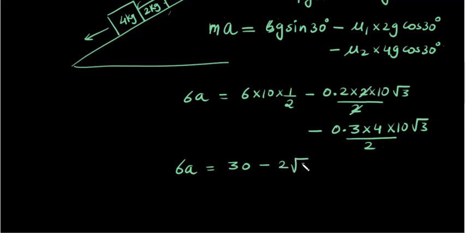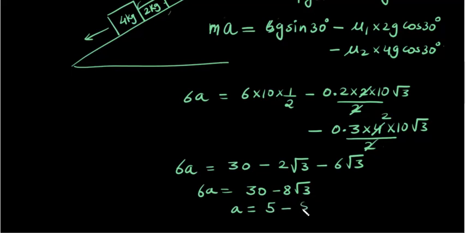So this is 2 root 3 minus, this will be 6 root 3. So this is 30 minus 8 root 3. This is equal to 6a. So dividing both the sides by 6, we will get 5 minus 8 by 6 root 3. So this is 5 minus 4 by 3 root 3.